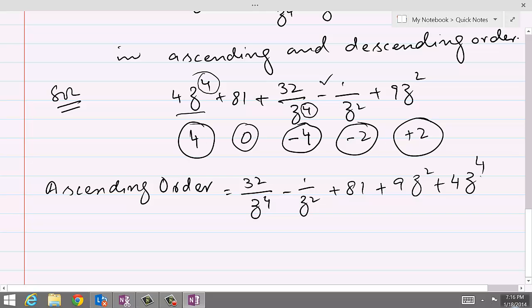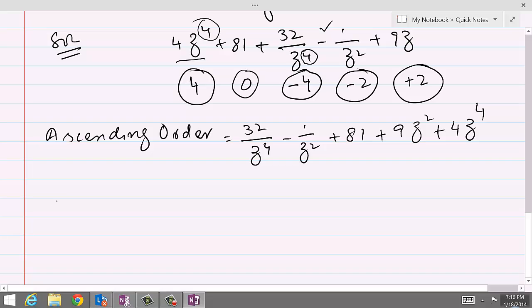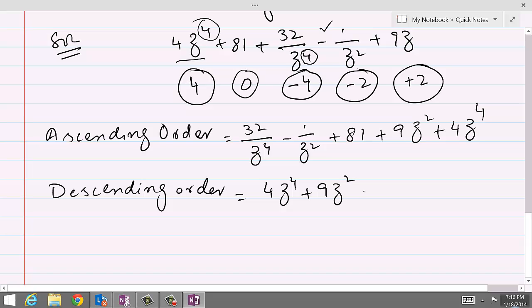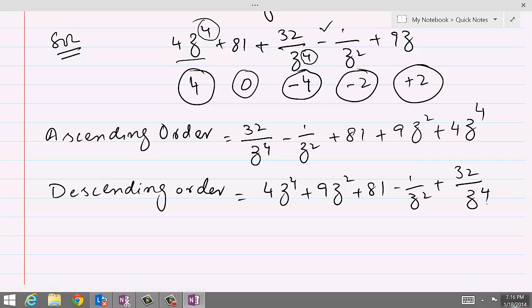So this is the ascending order. And of course the descending order is exactly the opposite. Descending order is equal to 4z power 4 plus 9z square plus 81 minus 1 over z square plus 32 over z power 4. This is the descending order. And now we have the corresponding algebraic expression in descending order.